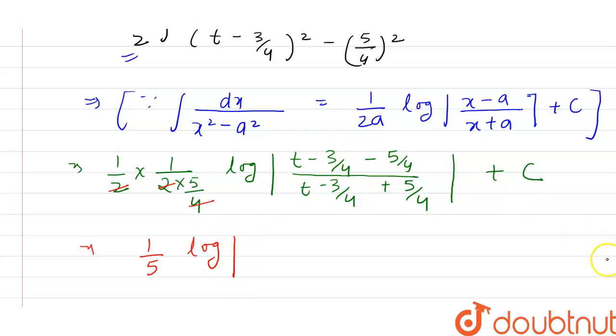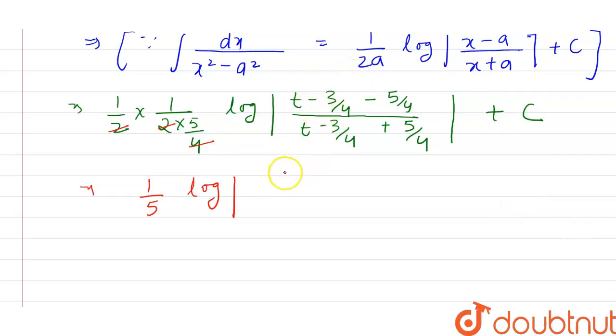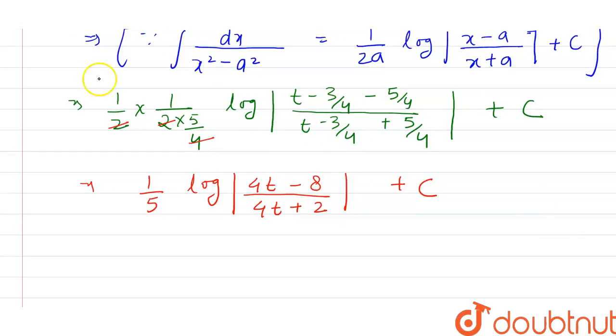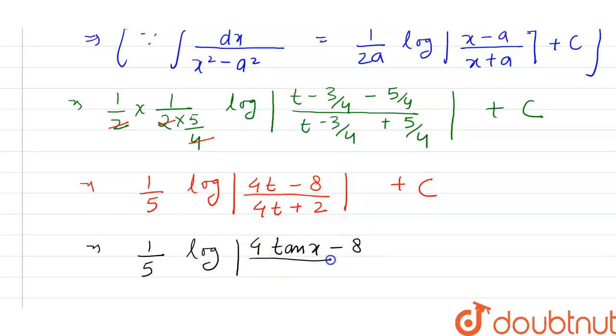now if we solve this, by taking LCM, this is equal to 4t minus 3 plus 5, that is 8, upon 4t minus 3 plus 5, this is plus 2, plus c. Now if we put the value of t, that is tan x, we get 1 by 5 log of 4 tan x minus 8 upon 4 tan x plus 2 plus c. So guys, this is the required answer for this question.